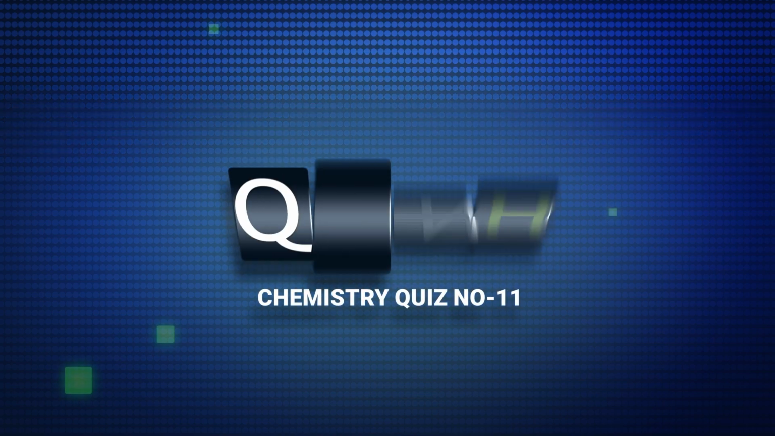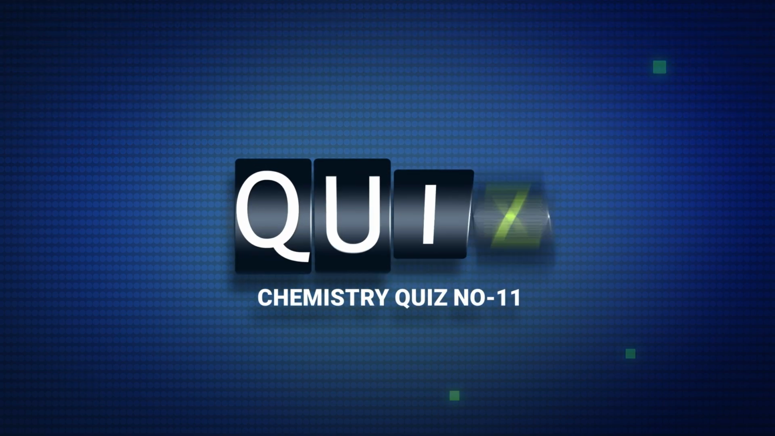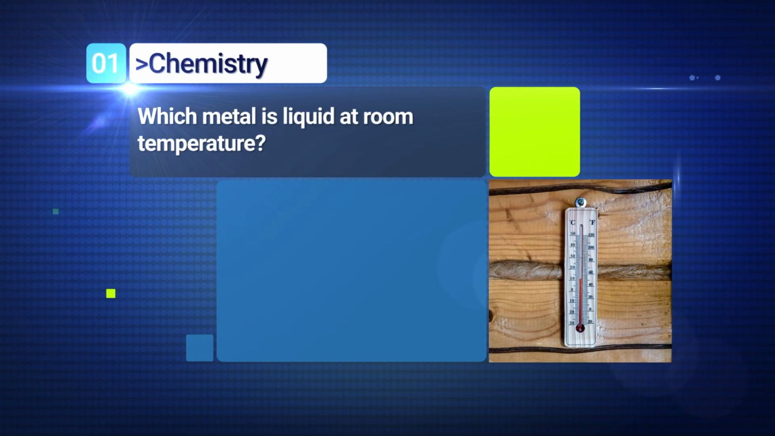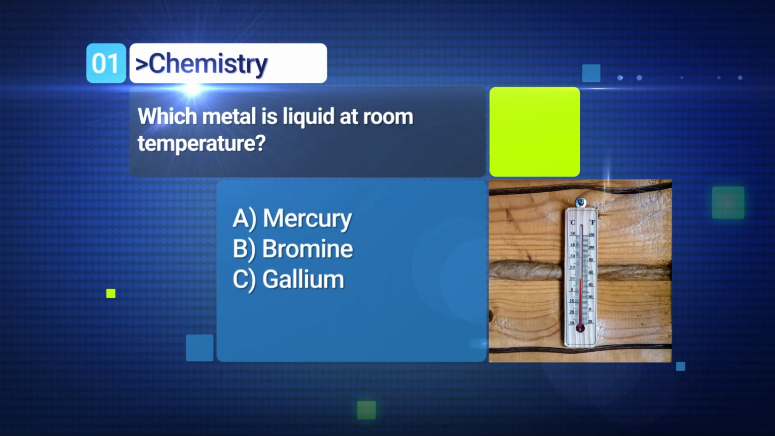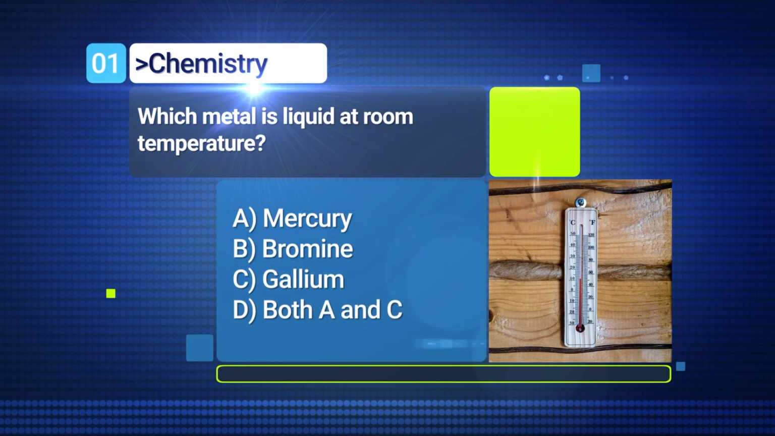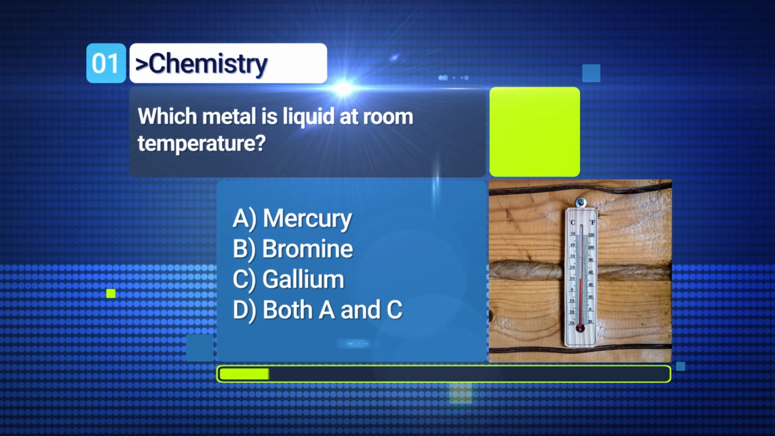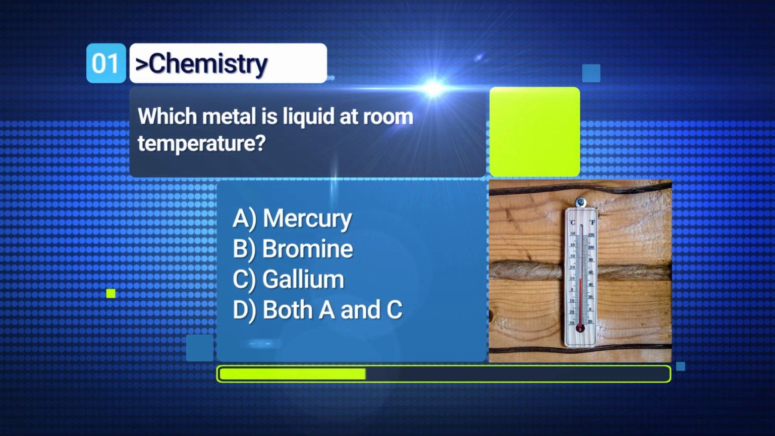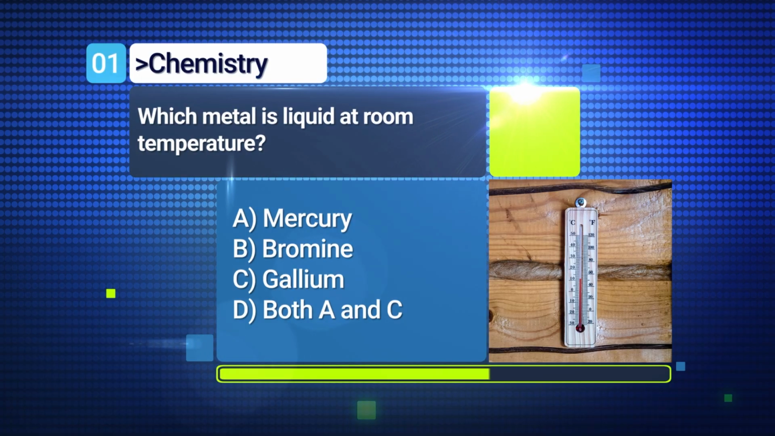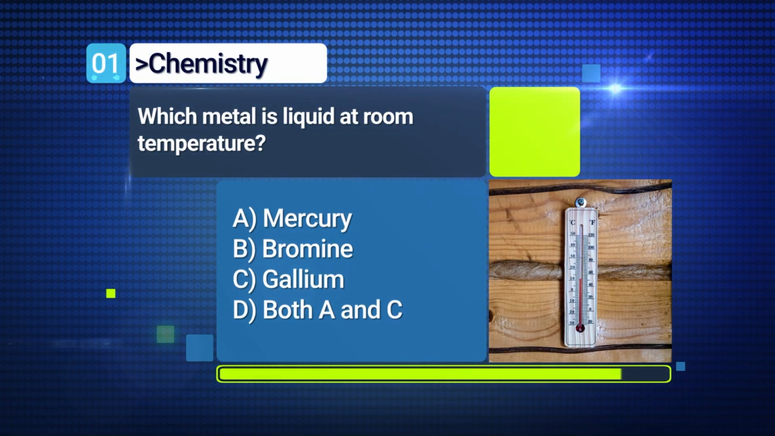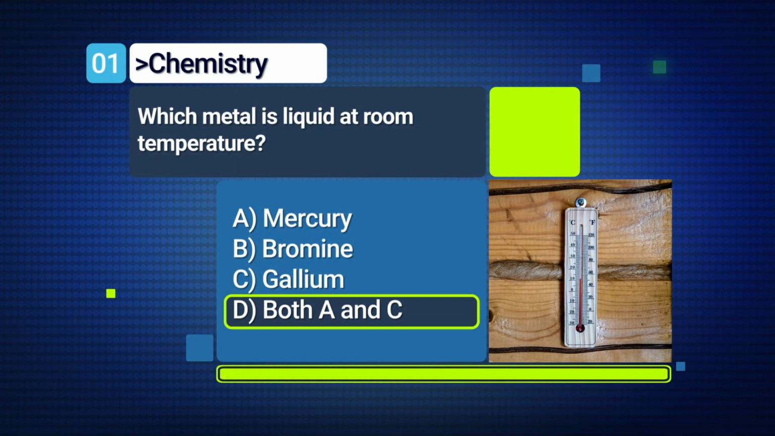U.S. School Chemistry Fundamentals Quiz 11. Question 1. Which metal is liquid at room temperature? A. Mercury. B. Bromine. C. Gallium. D. Both A and C. Answer: D. Both A and C.